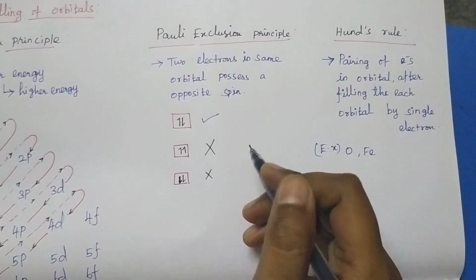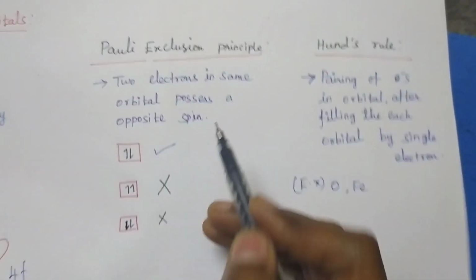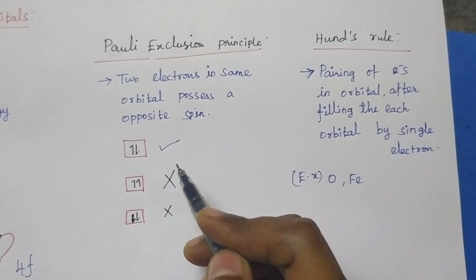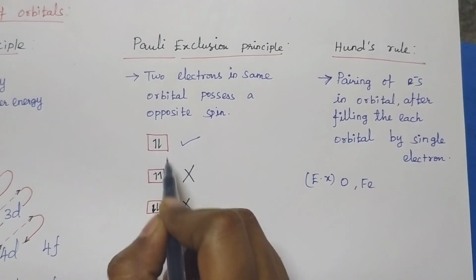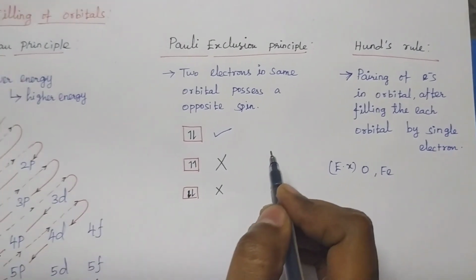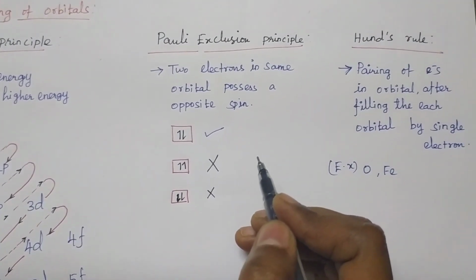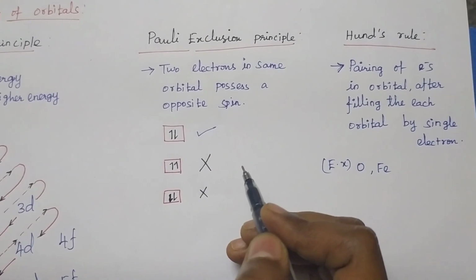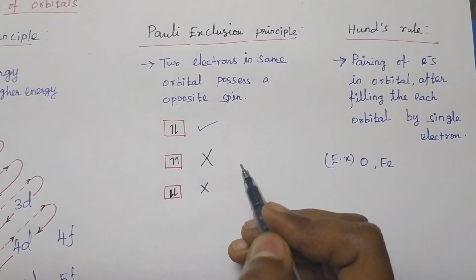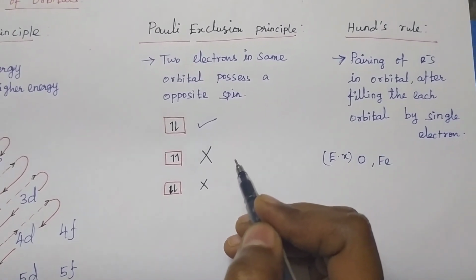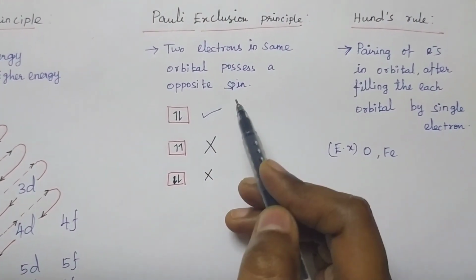Then we are going to see the Pauli exclusion principle. As your book gives it, each orbital has a maximum capacity, and you can arrange only 2 electrons in it. The 2 electrons cannot have the same 4 quantum numbers; at least the last one, that means the spin quantum number, will vary. Even if the first 3 numbers have the same value, the fourth one will be different. That is the Pauli exclusion principle. Simply explained, the 2 electrons in the same orbital possess opposite spins.